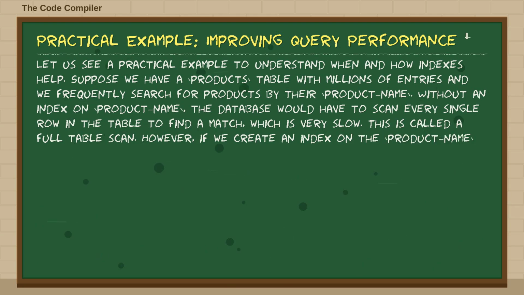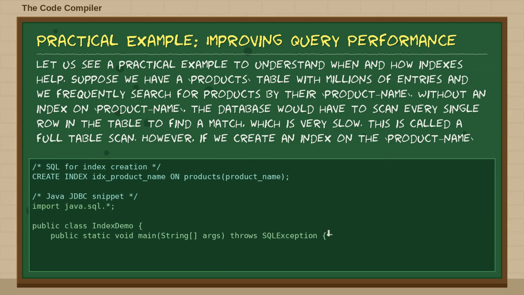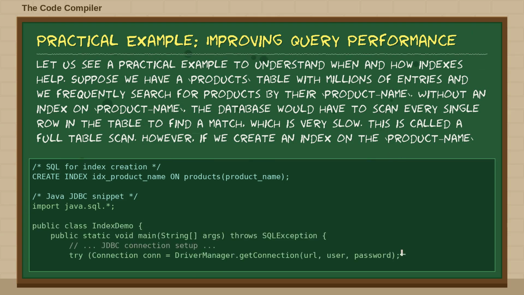However, if we create an index on the product_name column, the database can use this index to quickly locate the relevant rows. Here is how you might create an index using SQL, which your Java application would then benefit from when executing queries via JDBC, the Java Database Connectivity. The Java code simply executes the query, but the underlying database performance is what indexing improves. This simple create index statement can transform a slow query into a lightning-fast one.